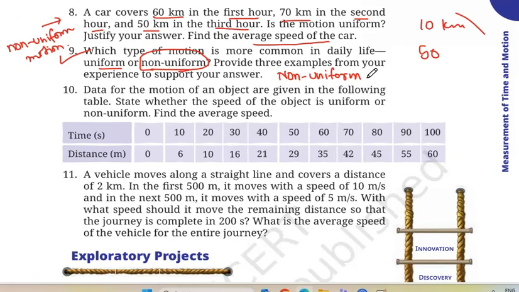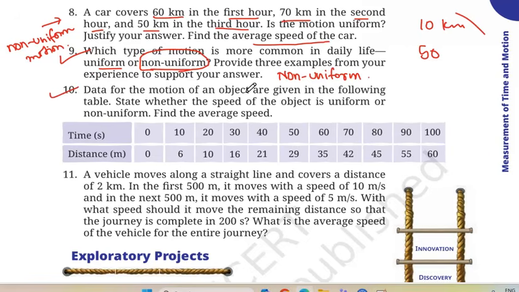Suppose we have a person walking through a crowded market, a train traveling from one place to another, a bus or a car traveling on an uneven road, or a vehicle moving in city traffic. There are many examples that you can give from your daily life. Now let us move on to question number 10.